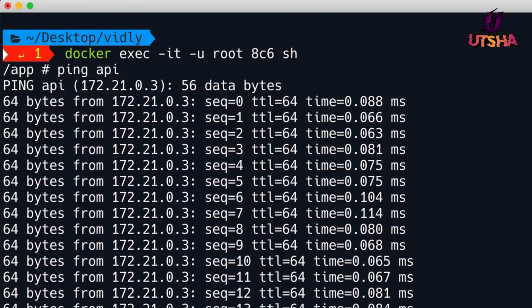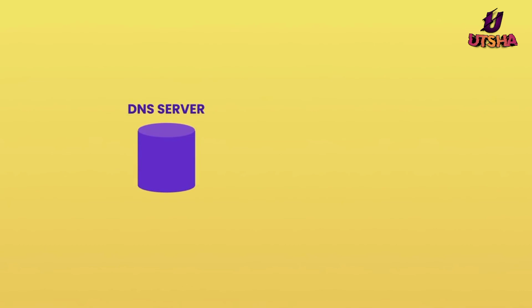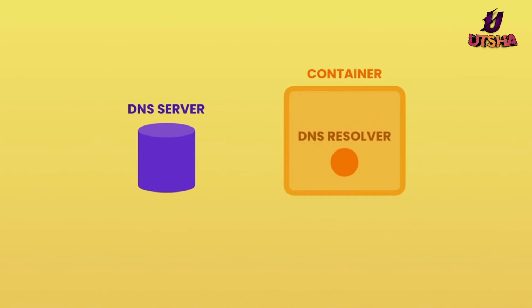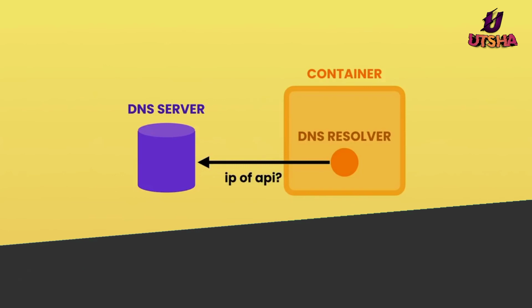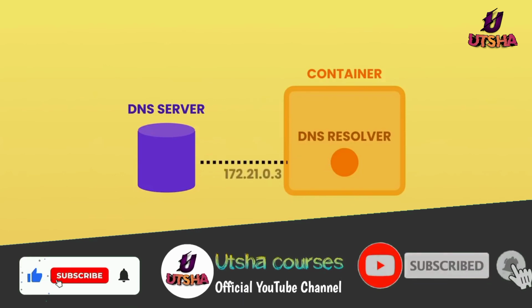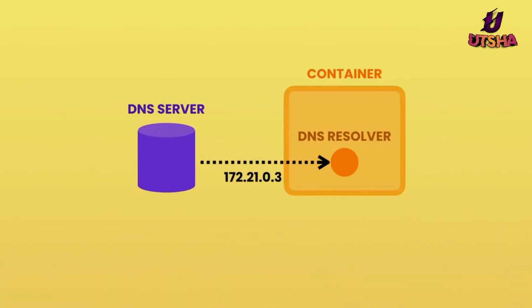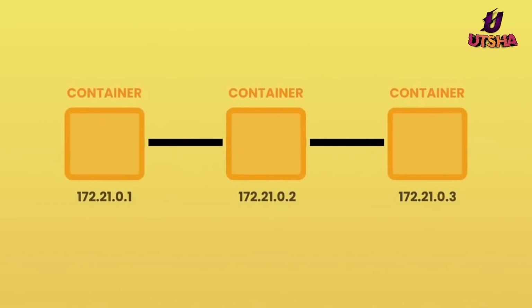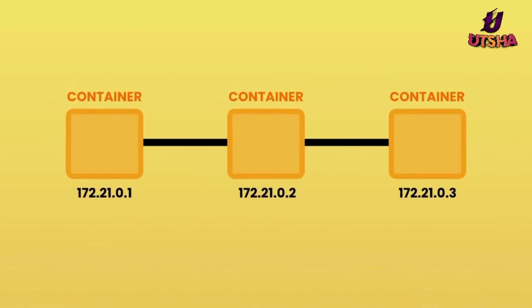So this is what happens under the hood. Docker comes with an embedded DNS server that contains the name and IP of these containers. Now inside each container, we have a component called the DNS resolver. This DNS resolver talks to the DNS server to find the IP address of the target container. So when we ping the API container, this DNS resolver asks the server what is the IP address of the API machine or API container. The DNS server returns the IP address, and then the web container can directly talk to the API container using its IP address. So each container has an IP address and is part of a network.